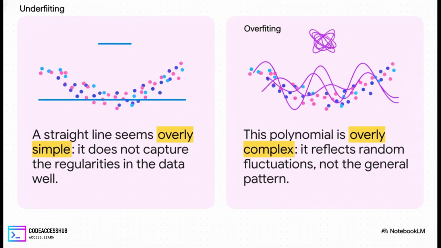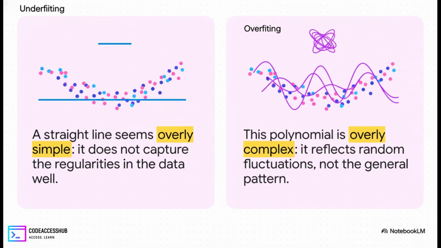And this picture just nails the dilemma perfectly. On the left, that's underfitting. You can see we've tried to explain this obviously curved data with a simple straight line. Yeah, it's simple, but it's just wrong. It's completely missing the real pattern. Now look at the right. This is the opposite problem, overfitting.